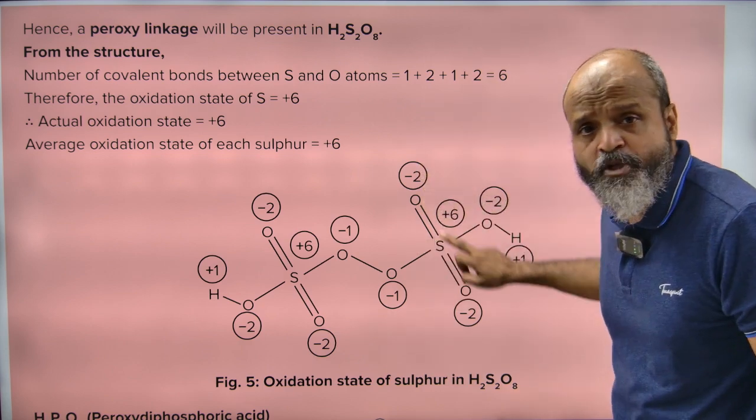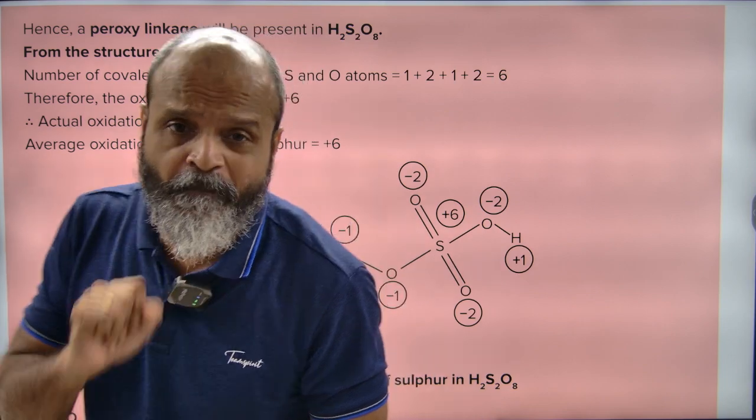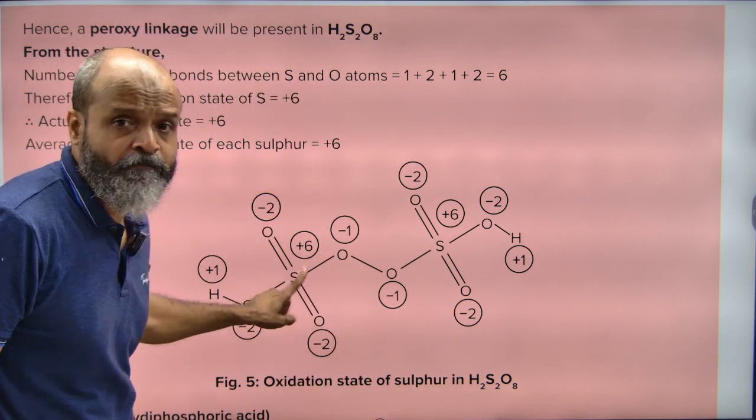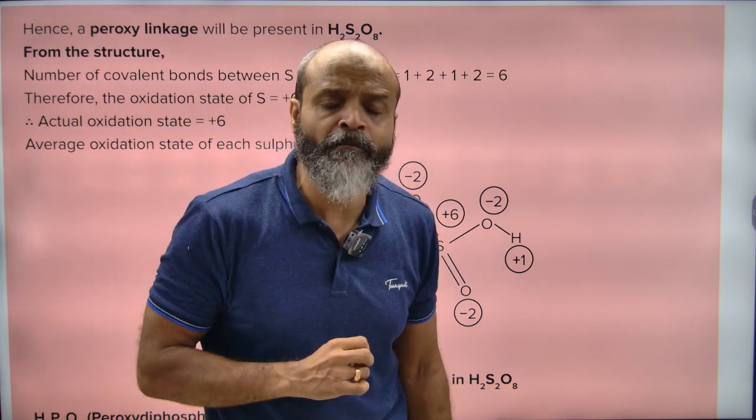So this will have -2, this will have -2, which will eventually give sulfur an oxidation state of +4. Here also it is getting +4. How much scope does sulfur have now? 2 more covalent bonds with oxygen.